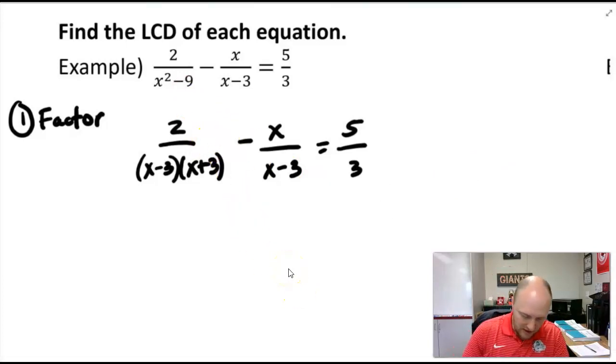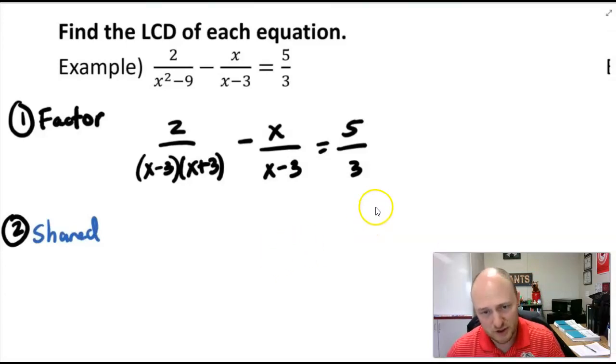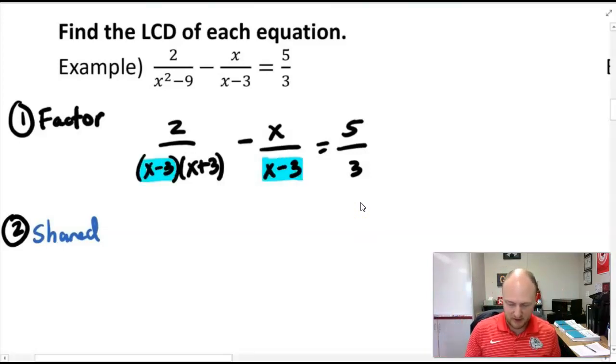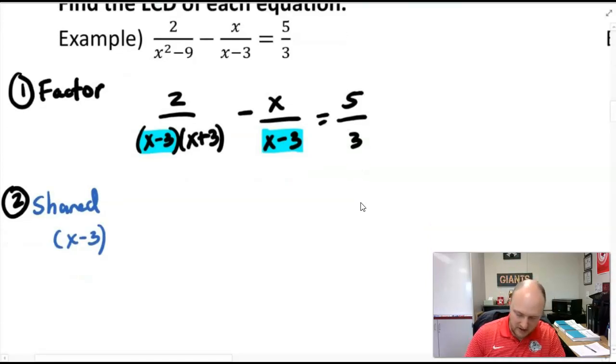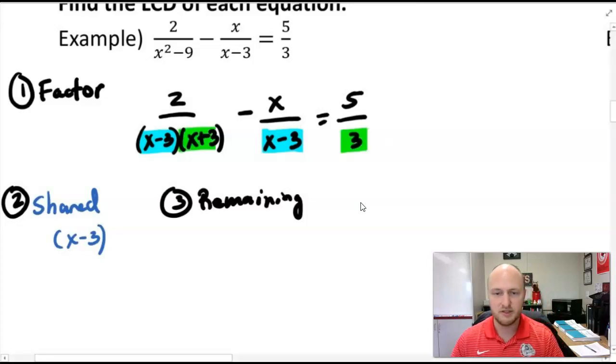We've factored that. Step 2, now we're going to identify what is shared. Which of these match? It's essentially a game of go fish. Don't look for parts. Remember, if you have parentheses, that's a factor together. So notice how I have an x minus 3 and an x minus 3. That's a shared factor. Now, what is remaining, or what is left over? This is step 3. I have a 3 and I have an x plus 3.